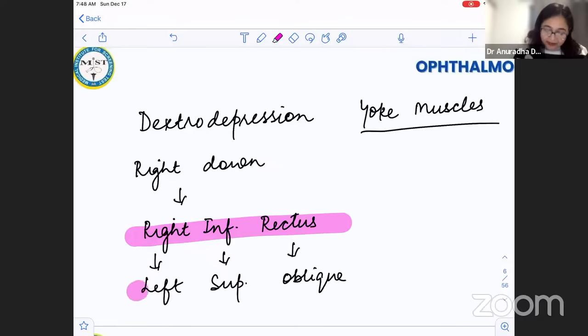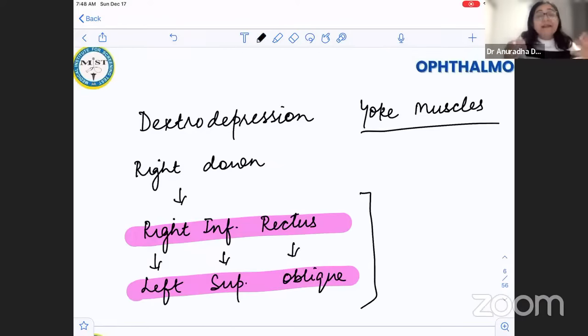Left superior oblique. So this will be your pair of yoke muscles if the question is, for example, about dextro depression. Okay? So good. So simple. The simpler your understanding, the better. Keep your concept simple. Never overcomplicate. This is the time to avoid complications in the concept. Go through the straight, simple things so that we commit fewer mistakes and have less confusion on the exam day about such questions.